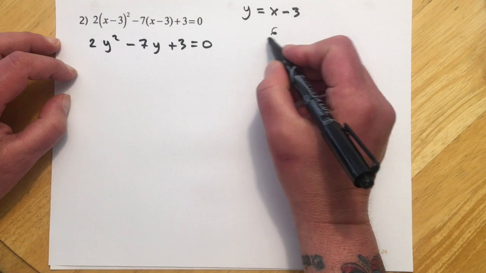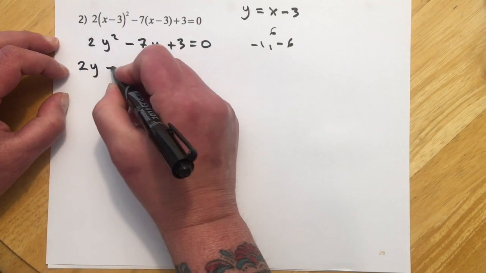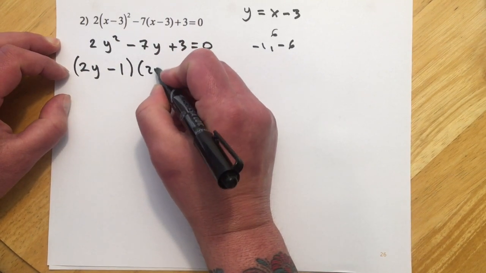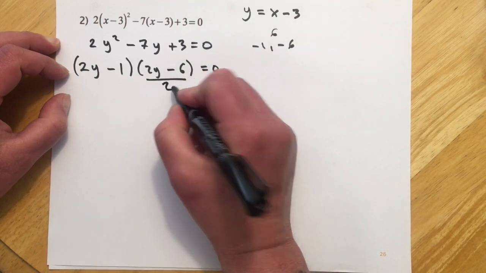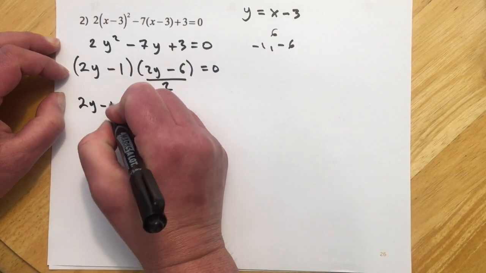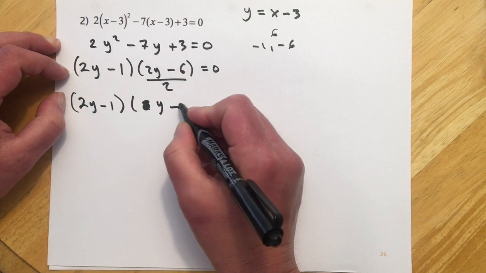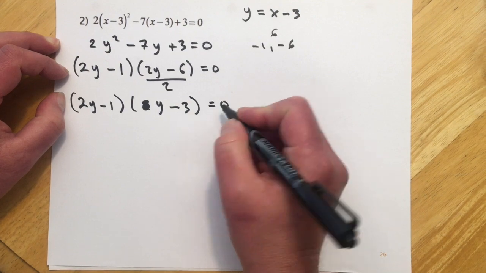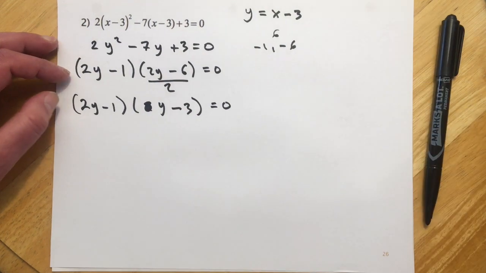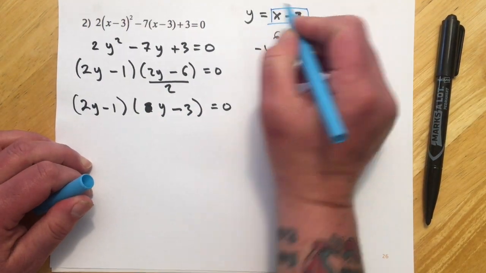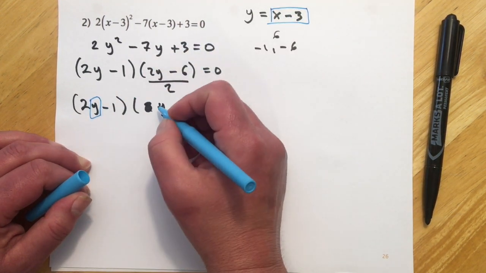2 times 3 would make 6, so our numbers would be negative 1 and negative 6. So I got (2y minus 1)(2y minus 6) equals 0. And I'll divide out the extra 2 right there. So (2y minus 1)(y minus 3). So last time I solved all the way down. This time I'm going to show it a little bit different. I'm going to go ahead and take this right now and substitute it back in. I'm going to get a fraction here, so I'm just going to show you how to avoid the fractions.